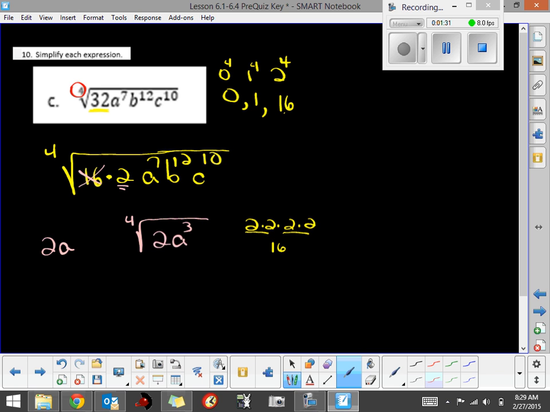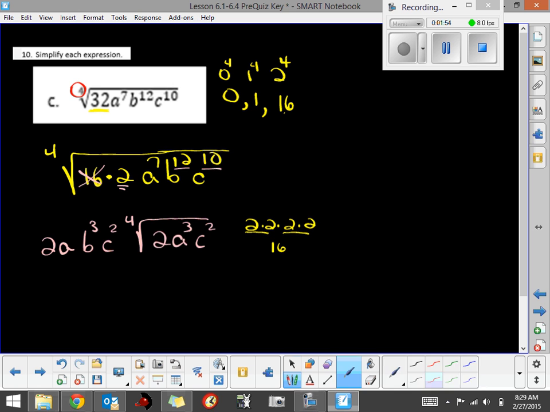so it's a cubed. And then we go b to the 12th, so that b to the 12th becomes b to the 3rd. There are 3 perfect groups. There are 3 groups of 4 in 12. And finally, we'll take our 10 divided by 4, which gives us a c squared, and that's a total of 8 that we pulled, so we've got 2 left over.